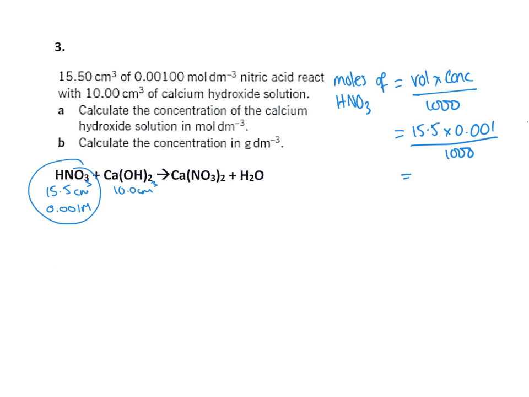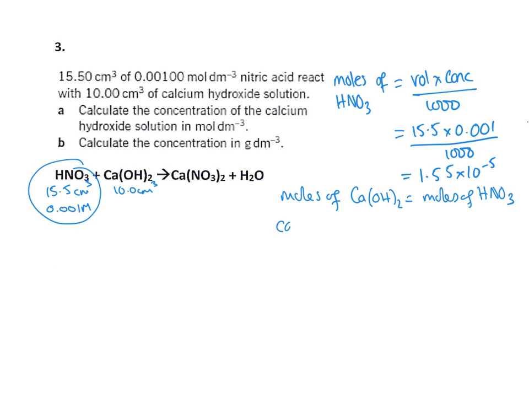And that gives us 1.55 times 10 to the minus 5 moles. It's a 1-to-1 ratio. So the moles of calcium hydroxide are going to be the same as the moles of nitric acid.